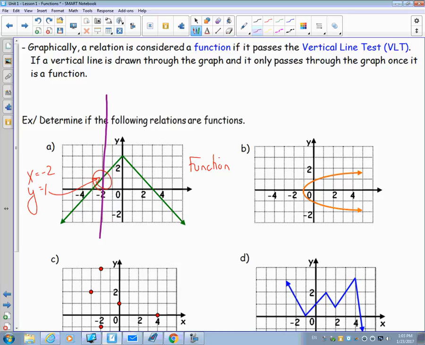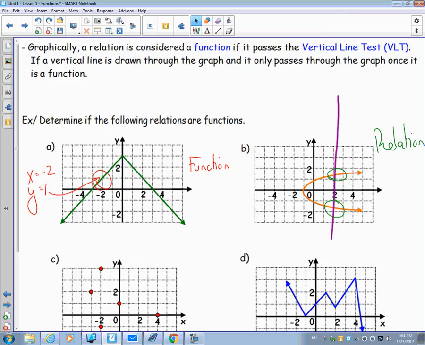Okay, that's a function. Let's try the next one. Take our vertical line and we draw it. Right off the bat, I'm hoping you'll notice that when I draw it right there, I get one spot in the graph and the second spot in the graph. This is a problem. This is not a function. This would be a relation. It passes through my graph more than once.